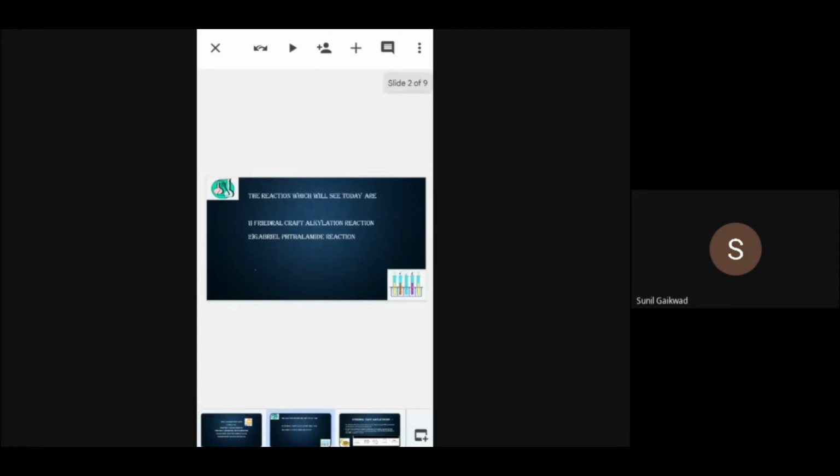Myself Tejaswi Singh, and I have chosen topic A, which is reaction names and explanation of its mechanism, which comes under the organic chemistry department. To be very open and frank, chemistry is such a beautiful subject which deals with thousands of reactions. But due to limitations of topic, I have chosen the two very beautiful reactions, and here they are. The first one is Friedel-Crafts alkylation reaction, and the second one is the Gabriel phthalimide reaction.